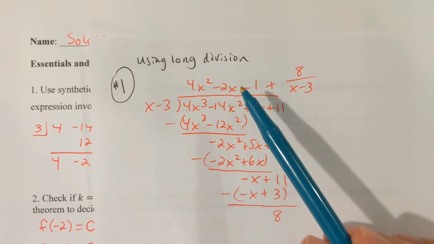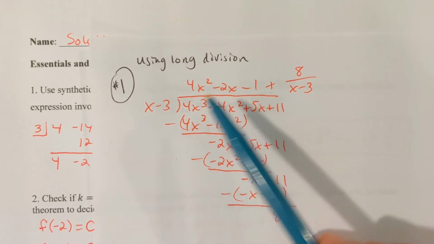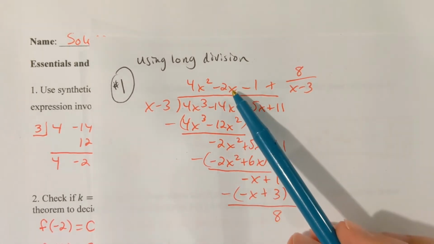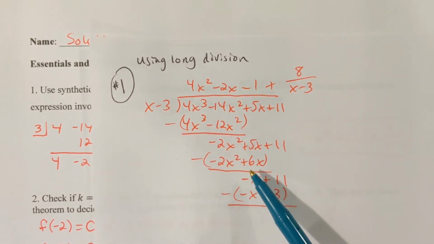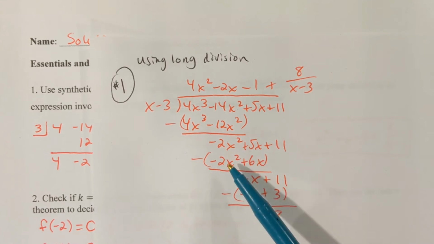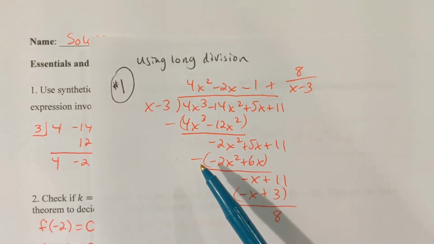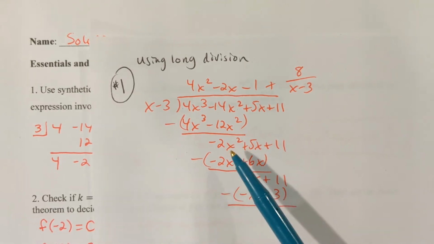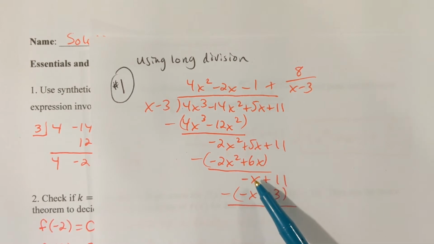So then I want to think of another expression such that when I multiply by x minus 3, the leading term would be a negative 2x squared. Well, if I take negative 2x times x minus 3, I get negative 2x squared plus 6x, so those leading terms match. Again, I want to subtract. Probably the most common mistake that I'll see students make is that they won't be subtracting. Be sure that you subtract here. Negative 2x squared plus 2x squared is 0. 5x minus 6x is negative x.